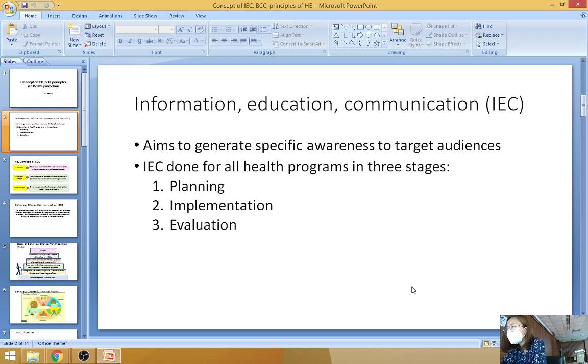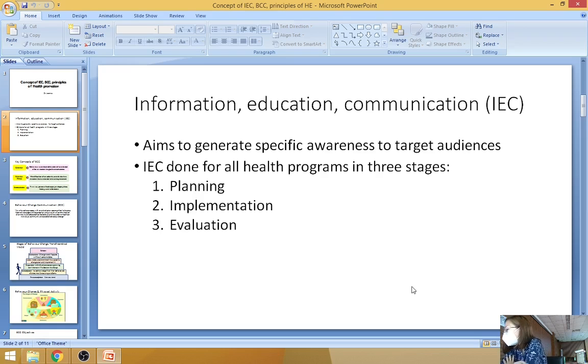So the main aim is to generate specific awareness in the target audience. IEC is done for all the health programs, and it is done in three stages: first planning, then implementation, then evaluation. So giving an example, if we are to say about IEC of COVID-19, then we have to select our target audience. Let's say our target audience is the community, the total population. So how will you give IEC?